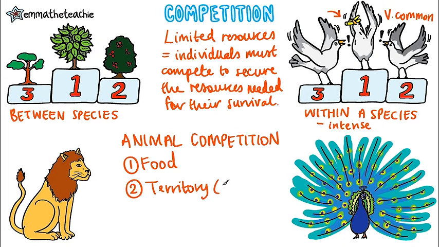Secondly, animals compete for territory, which is just space. Lions are very territorial, and there is usually just one adult male in each pride. Pet cats are territorial too, and most cat fights are as a result of overlapping territories.